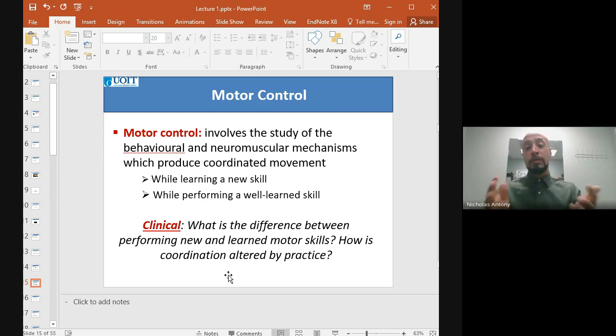Because if we understand how they do it differently when they are an expert at something, maybe we can teach other people to do that, to learn quicker or to heal from an injury.